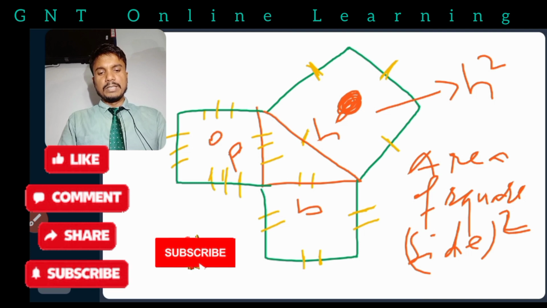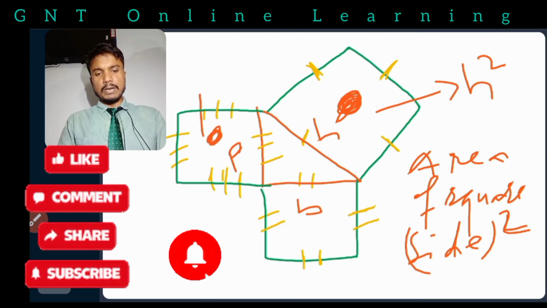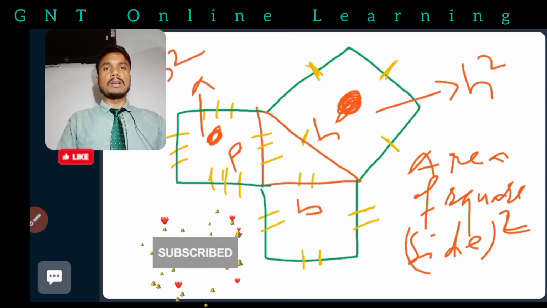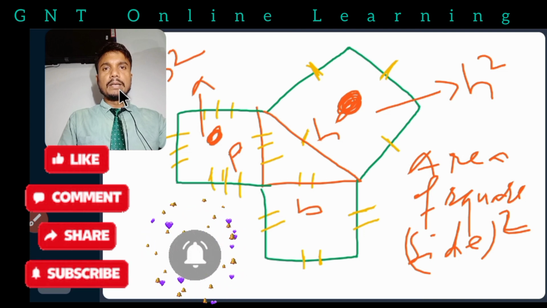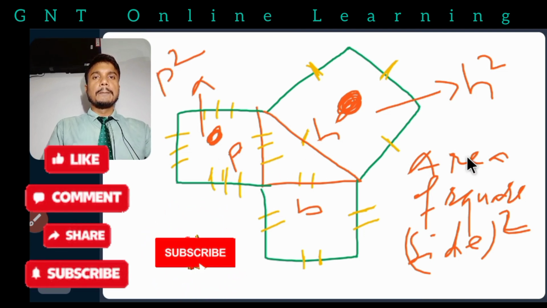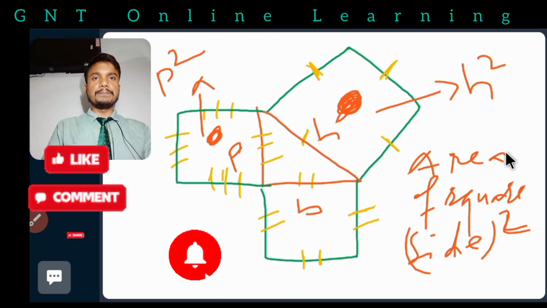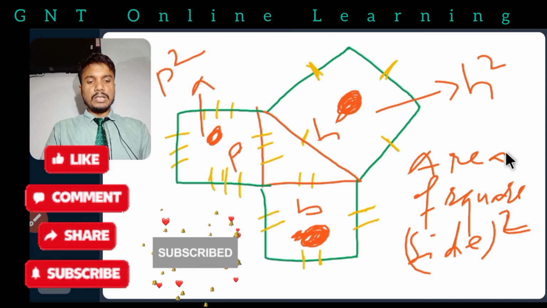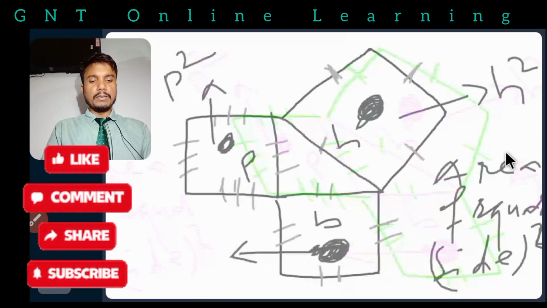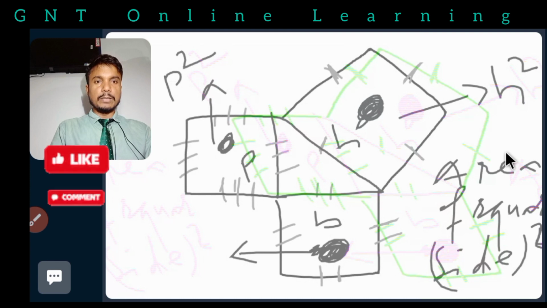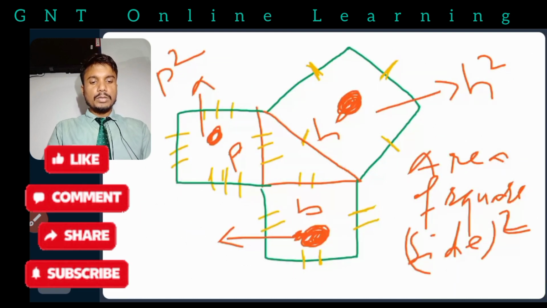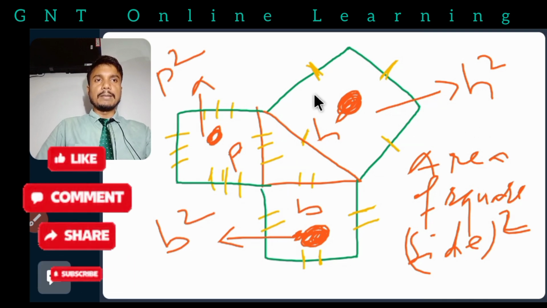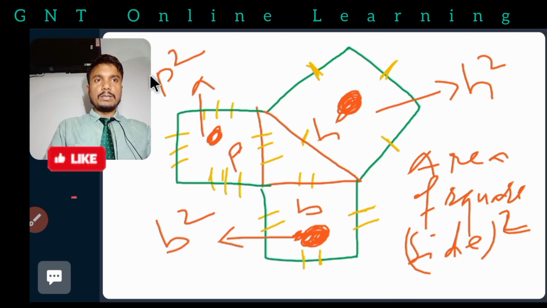If I talk about the area of this region, its area will be p square, because the area of a square is side square. Now if you talk about the area of this region, here we have b, so it will be b square. Area of a square is side square, so as I've written, it is b square. So it's done here.